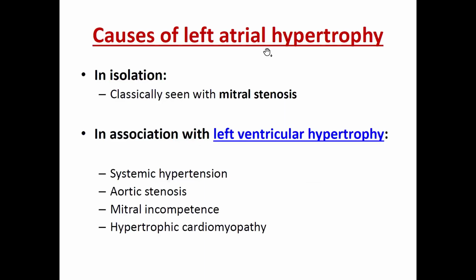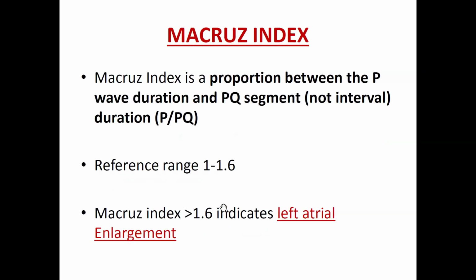So what are the causes of left atrial hypertrophy or left atrial enlargement? Most commonly it is mitral stenosis in isolation, or it may be found in association with left ventricular hypertrophy as seen in systemic hypertension, aortic stenosis, mitral incompetence, and hypertrophic cardiomyopathy. There are two important indices in ECG for left atrial enlargement, called the Macruz index and the Morris index.